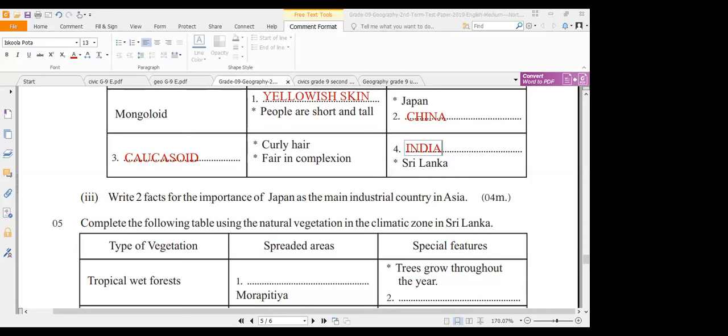Gross national product, GNP. 27.5% of GNP, gross national product, is from the industrial sector. 27.5. Okay, I'm going to write it.